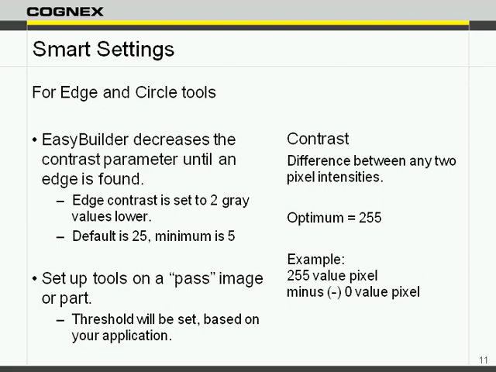So here's some more smart settings. EasyBuilder decreases the contrast parameter until an edge is found. That's another nice feature. In the past, when you went out to try to find an edge, you had to tell it basically the parameters to find an edge. EasyBuilder just goes out and adjusts itself until it finds an edge. You're telling it there's an edge in this box, so it's assuming that you're correct, so it will adjust the contrast down to find an edge, no matter how close those two contrasts are. It's quite a thing.